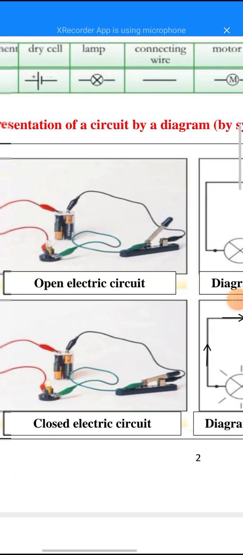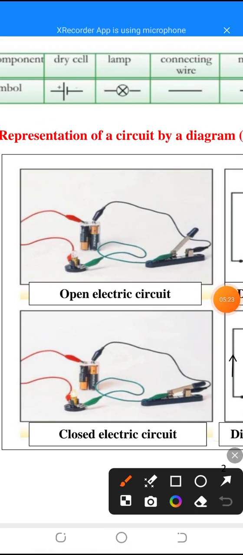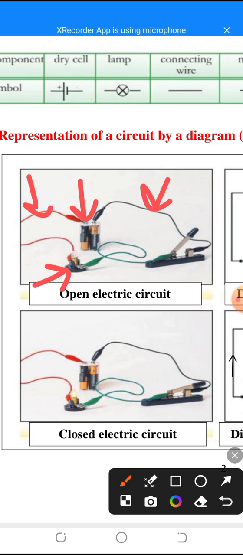Look at the figures. The first one, we have an open electric circuit. These are the dry cells in the battery holder. We have two dry cells. And this is the lamp in the socket. We connected them by connecting wires, this wire and this wire. And also we have this wire because we added also an open switch.